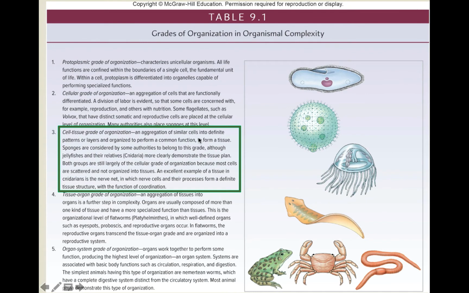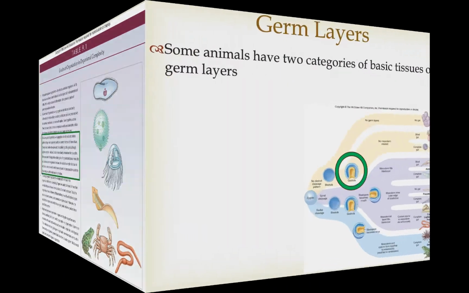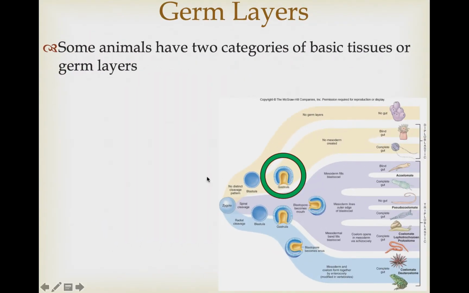But the third level of organization is the transition from masses of cells to forming true tissues. So here we have aggregates of similar cells that are forming patterns that are different from other types of tissues. Some, again, say that sponges are approaching this and having incipient tissues, but the cnidarians are a good example of an animal that's in the cell tissue grade of organization. So that's what's represented here.